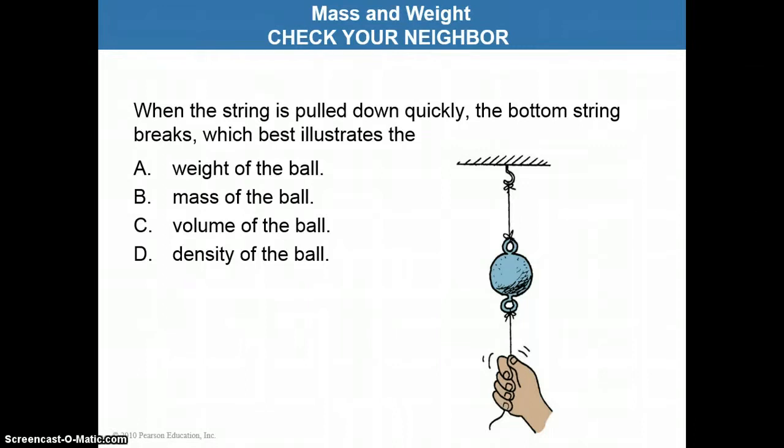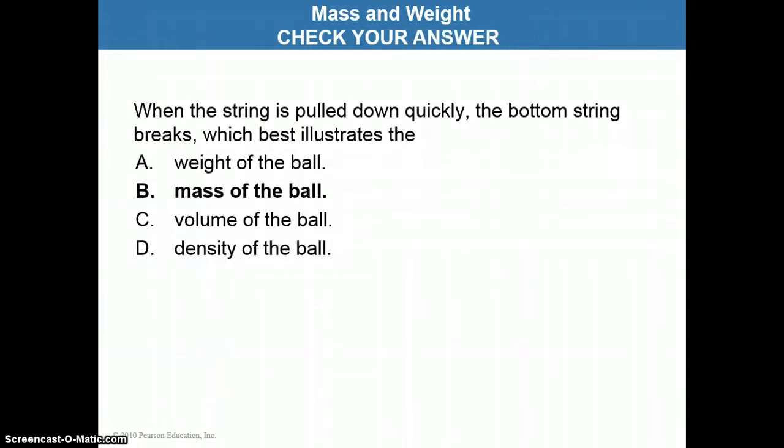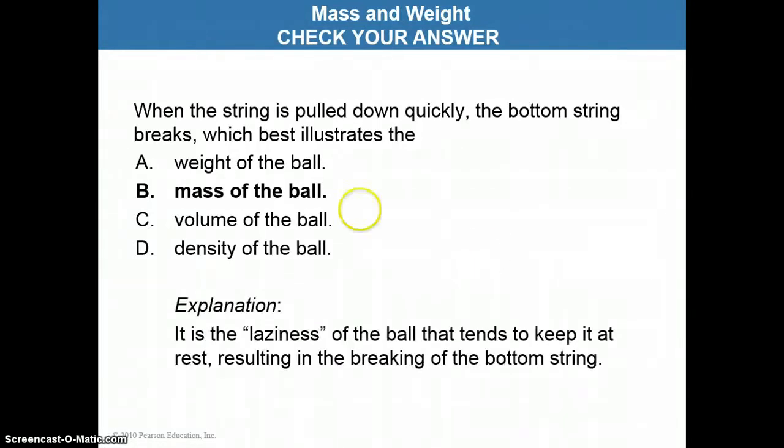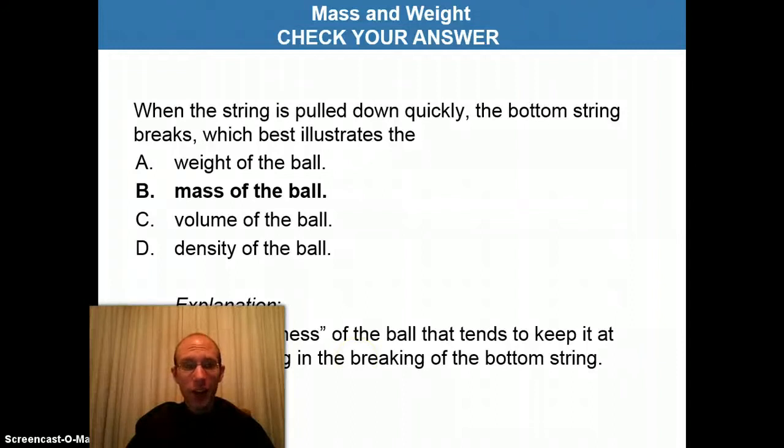When you pull the string down quickly, that best illustrates the mass of the ball. Now here's why. Mass is a measure of inertia. Inertia is another word for laziness. So the ball, it tends to stay at rest. It doesn't want to move. And when you pull quickly, the ball wants to stay at rest and the bottom string breaks because of the laziness of the ball. That's it on mass and weight.